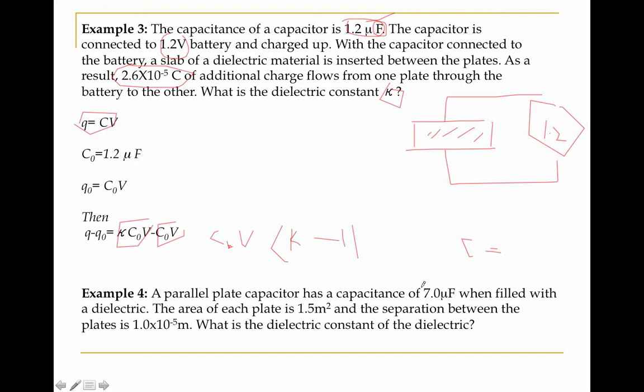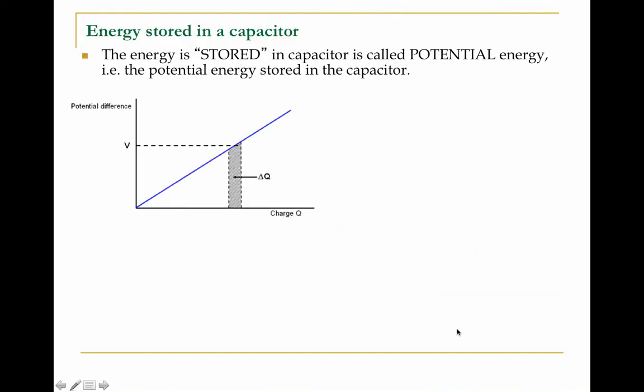Oh no, this is kappa. This is the C after inserting the dielectric. So this will be equal to kappa multiplied by epsilon multiplied by the area divided by D, and from there I can find the dielectric constant.